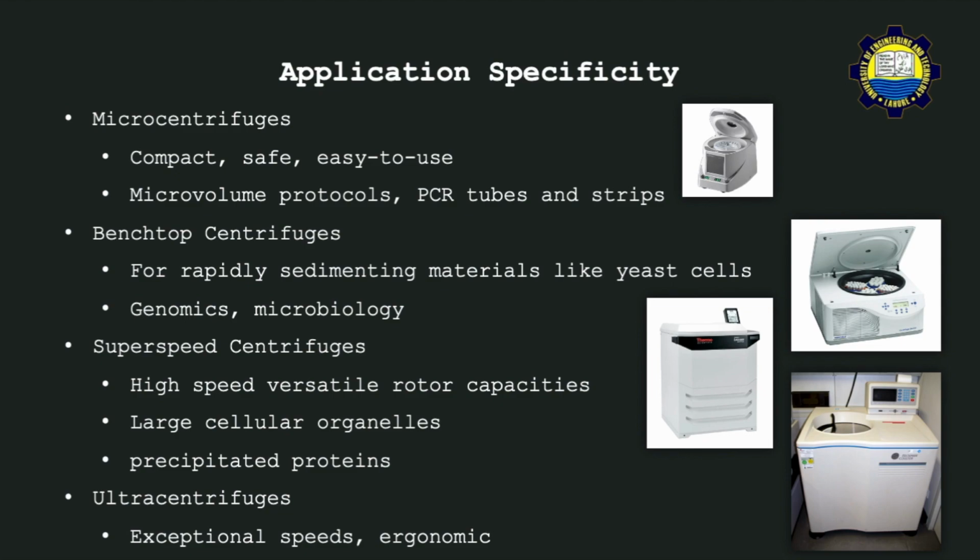Then there are super speed centrifuges, which are high speed, with versatile rotor capacities. They're usually used for large cellular organelles. Ultracentrifuges are also used for large cellular organelles. The difference between them and the super speed is that speeds in ultracentrifuges are exceptionally high. We're talking about thousands of RPM. They're also very ergonomic to use.